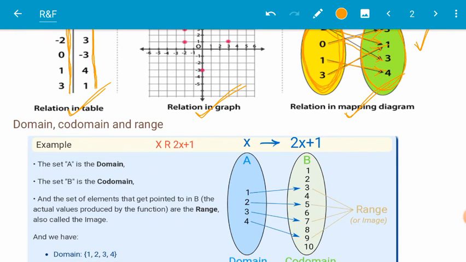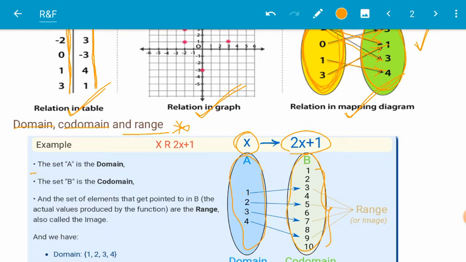What are domain, codomain and range? Very important. I took an example to explain these things. I took a relation from x to 2x plus 1. Here we have two sets, first A and second B. In A we have 4 elements: 1, 2, 3, 4. In B we have 1 to 10, all 10 elements.